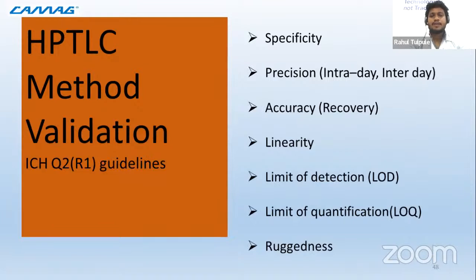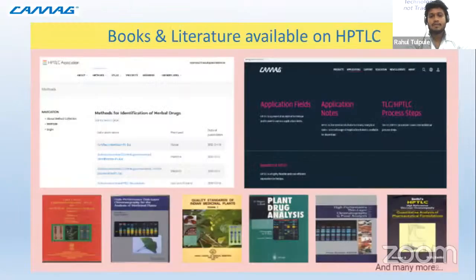HPTLC method validation. When we talk about methodology, we have method validations like specificity, precision, interday, intraday, accuracy, linearity, limit of detection, limit of quantification, and ruggedness, done using HPTLC, where if the sample has a particular amount of analyte which needs to be quantified, or if anyone wants to analyze the same for any plant or any formulation, it can be done using all these techniques. We can quantify it and validate the method for the same.